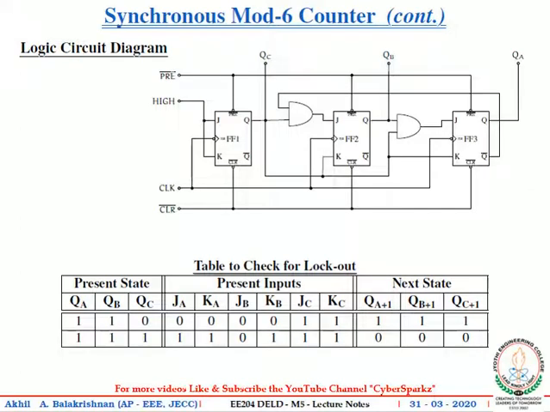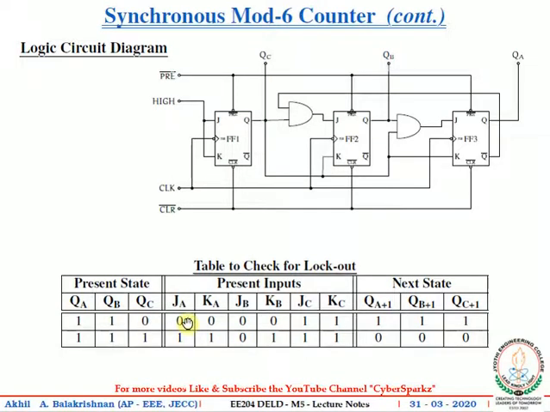The first set of columns is for the present state, the next set of columns is for the present inputs, and the last set of columns is for the next state. For the present state, you have to write the 2 invalid states in each row. Based on that present state and looking into the circuit diagram, you complete the present input, and based on the present input and present state we complete the next state columns. So let's see one by one.